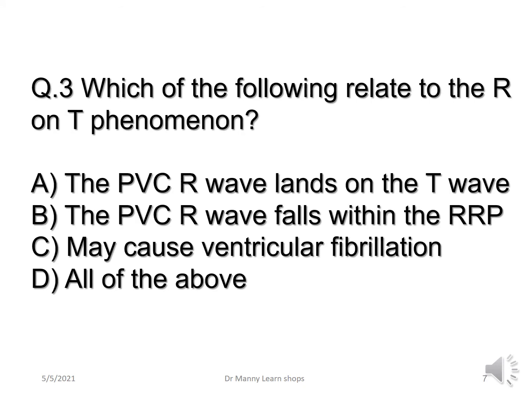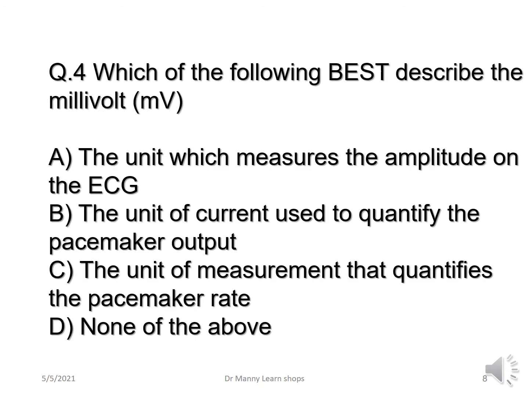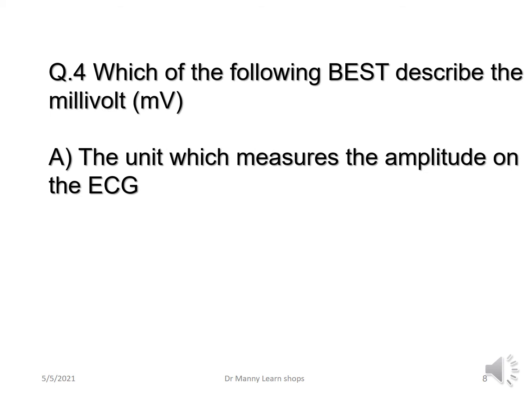3. Which of the following relate to the R on T phenomenon? A, B, C, or D? The correct answer is D. 4. Which of the following best describes the millivolt? A, B, C, or is it D? The correct answer is A, the unit which measures the amplitude on the ECG.